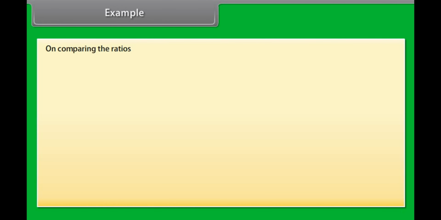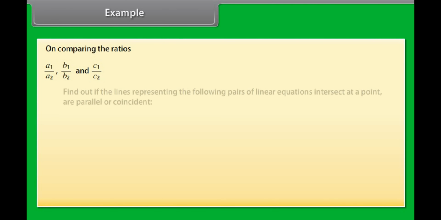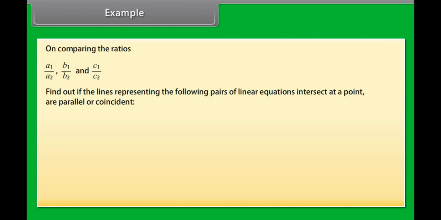Example. On comparing the ratios a1 upon a2, b1 upon b2 and c1 upon c2, find out if the lines representing the following pairs of linear equations intersect at a point, are parallel or coincident. 5x minus 4y plus 8 is equal to 0, 7x plus 6y minus 9 is equal to 0.